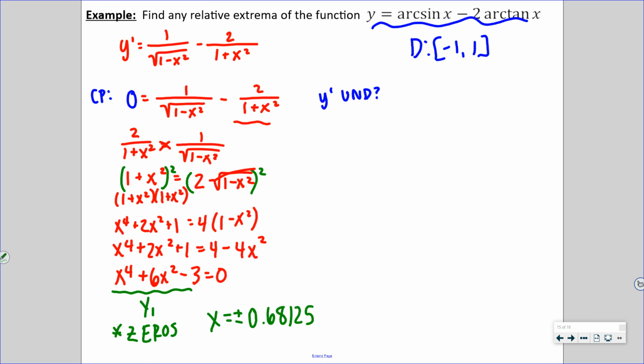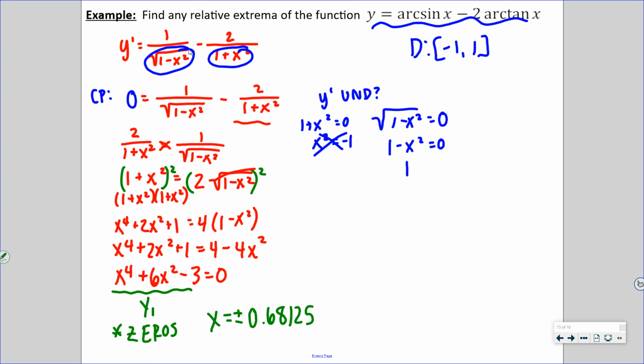I could also have critical points where my derivative is undefined. So looking here, I see I have 2 denominators that could be 0. You do this one, you realize, oh, that's going to give you imaginary. So look at this one. Square both sides. And I get plus or minus 1. And that's at the exact endpoints of my possible domain. So we have undefined values at the endpoints of the domain of my curve here.